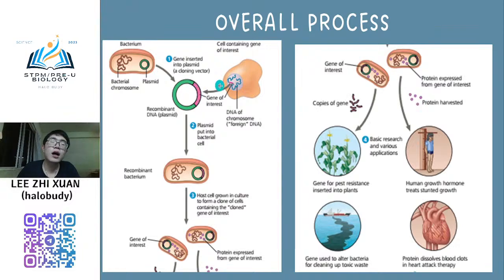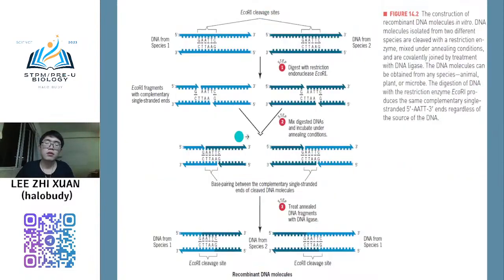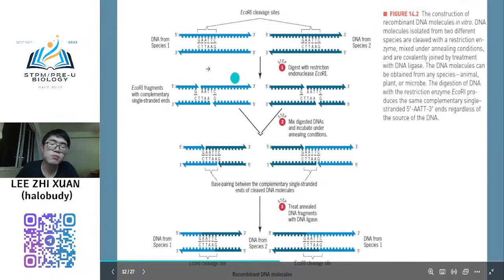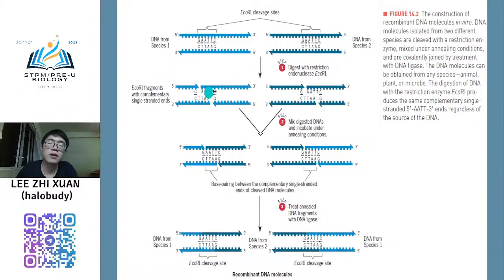After that, the plasmid will also be cut. So the cut region of the plasmid will be inserted by this gene of interest. It is like this. You assume that this is the plasmid, and this is the gene of interest. And then after that, the gene of interest will go here to mix and form the recombinant plasmid. So like that.